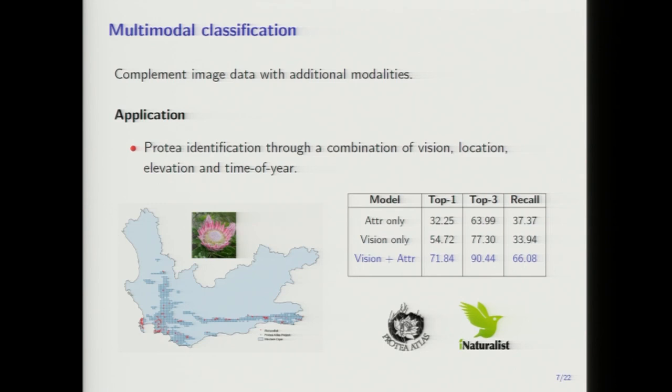So it's what we call a fine-grained image recognition problem. And we combined the visuals, so the images, with things like GPS location and elevation, because this has a huge effect on which types of proteas you can find, and also time of the year, because they flower at different times of the year. And there are some of the results we're currently getting by combining these two modalities.